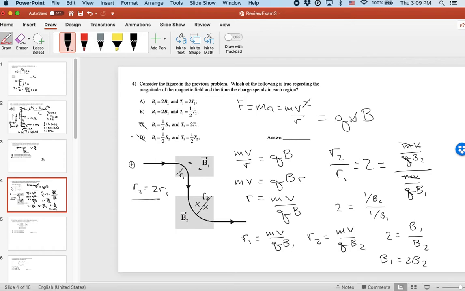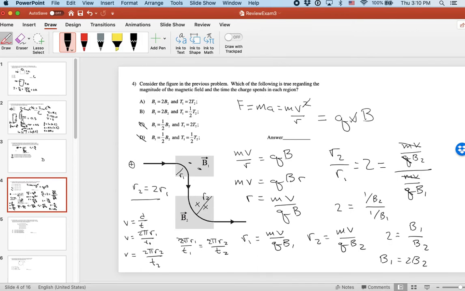If the velocity is the same in both of these cases, then velocity is equal to the distance traveled over the time. The velocity stays the same. When it's in B1, I'm going to have v equal to 2 pi r1 over time, and for the B2 case, I'm going to have 2 pi r2 over time, so this one would be time 1, and this one is time 2. Since the velocities are equal, I can set them equal to each other. So 2 pi r1 over t1 is equal to 2 pi r2 over t2.